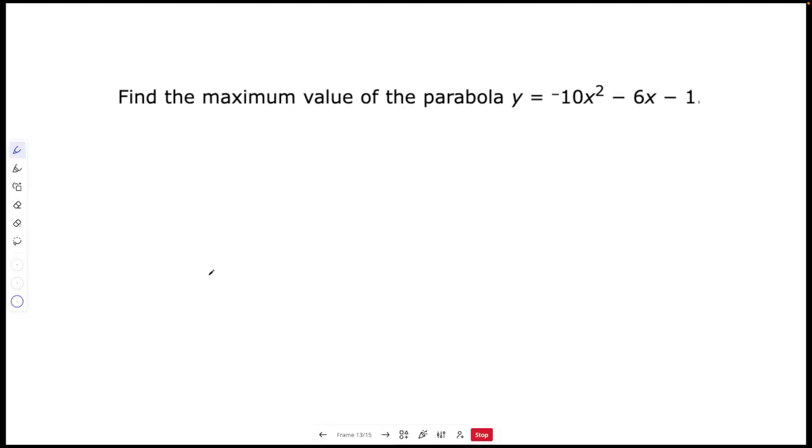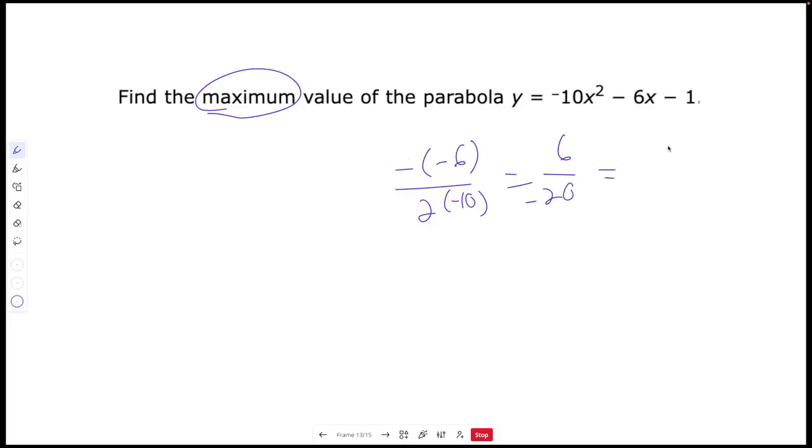All right, to find the maximum value, right? The maximum value is just the vertex, basically. So we should already know how to do vertex from the previous problems, right? We do negative b over 2a, so that would be negative 6 over 2 times negative 10. This gives me 6 over negative 20, which reduced, that gives me negative 3/10.